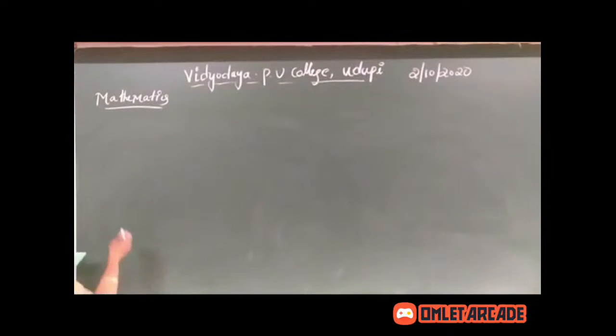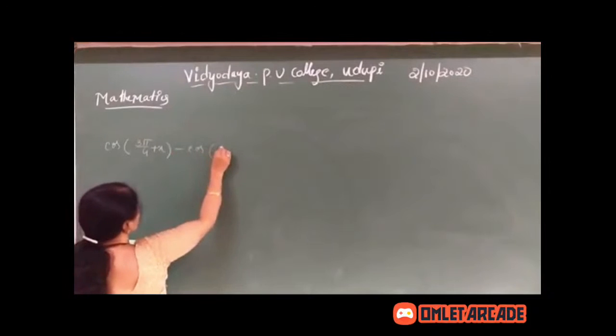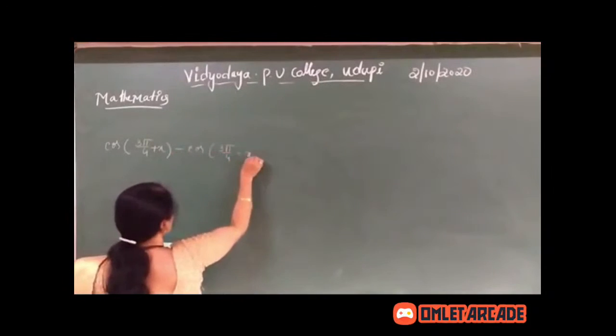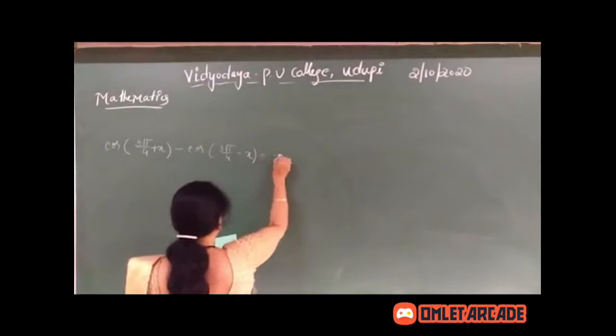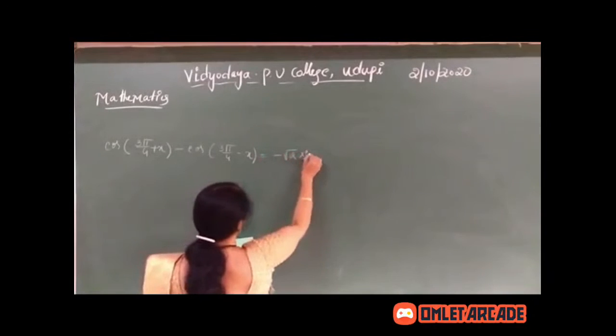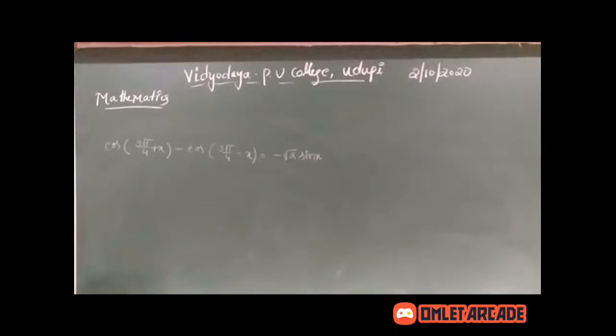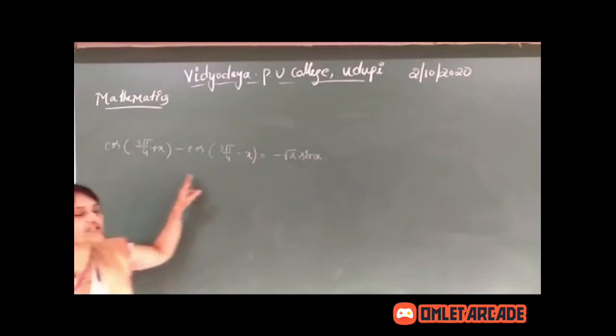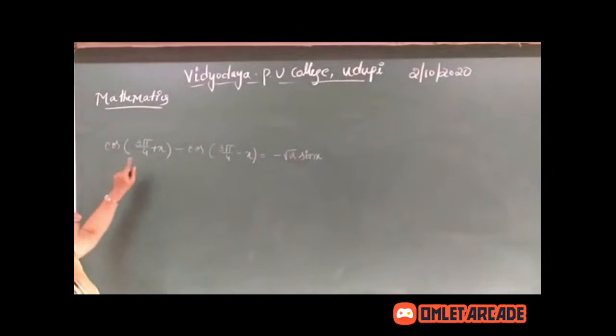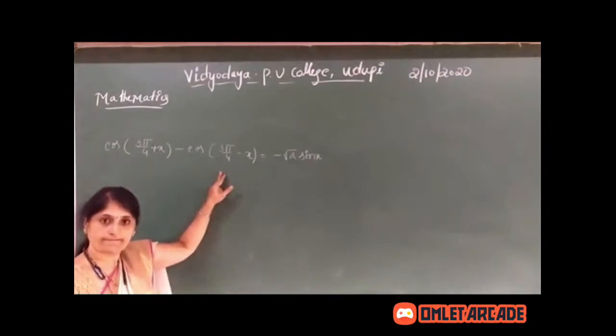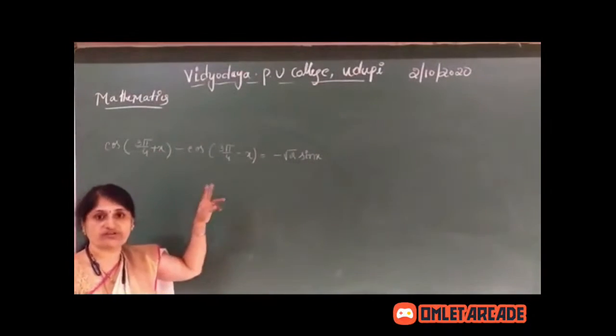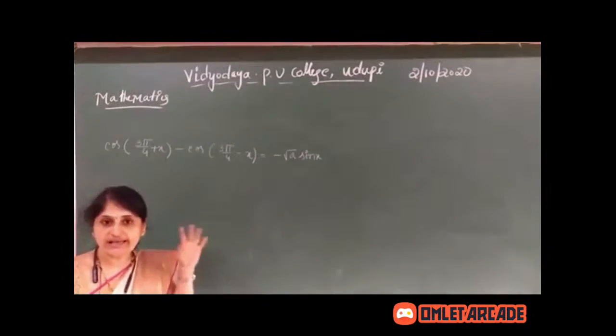Next one, right? Prove that cos of 3 pi by 4 plus x minus cos of 3 pi by 4 minus x is equal to minus root 2 sin x. You getting it? See, if you observe it, it is in the form cos a minus cos b, right? So cos a minus cos b, when we subtract it, we get minus 2 sin a sin b.